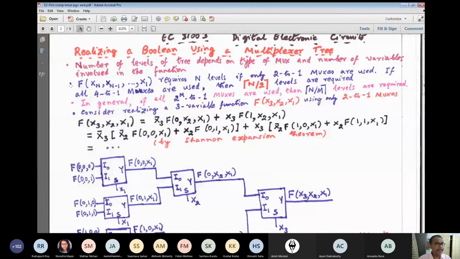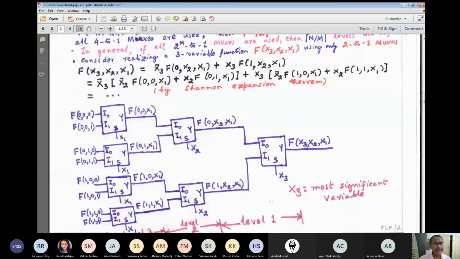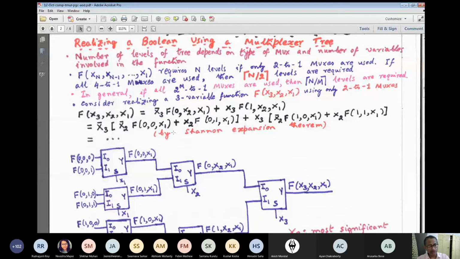So this is a function of n variables, where n can be any positive integer. It requires n levels, right? That means as many variables as there are, that many levels. Levels means here 1, 2, 3, so 3 levels. Mind you, all of you understand now what is meant by the level? You can call this level 1, level 2, level 3. If I use only 2 to 1 multiplexers, I require as many levels as there are variables. So a three variable function means 3 levels are required.